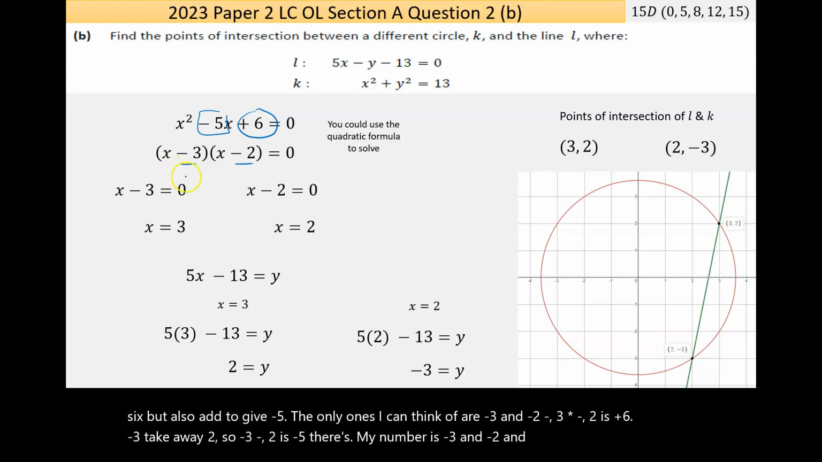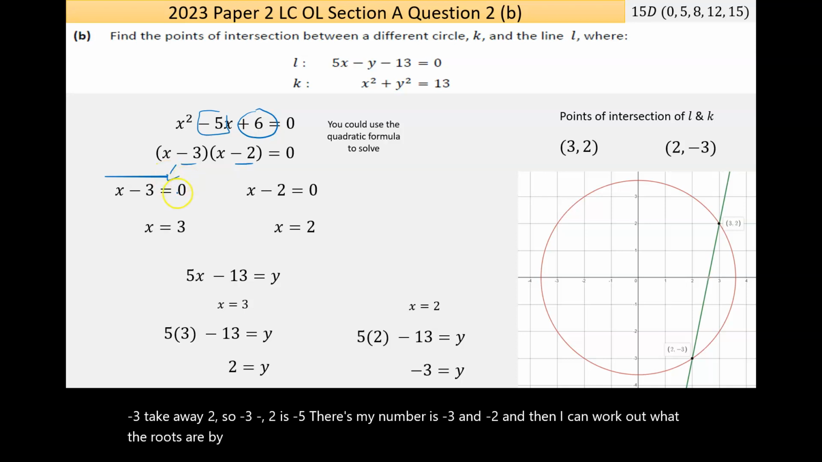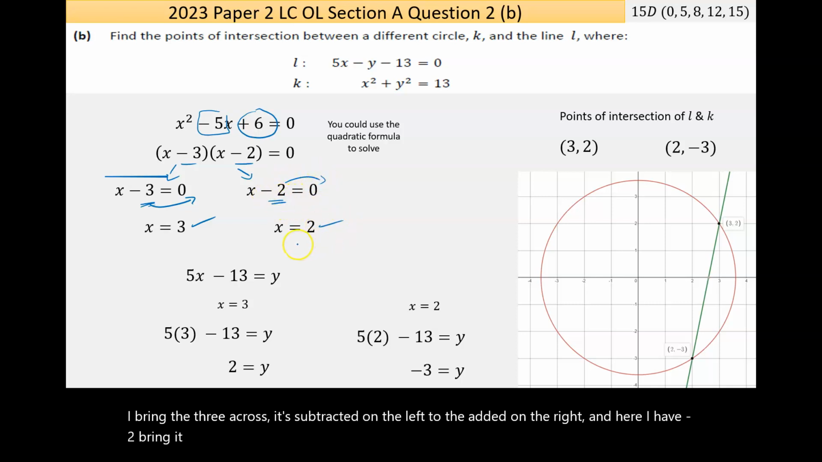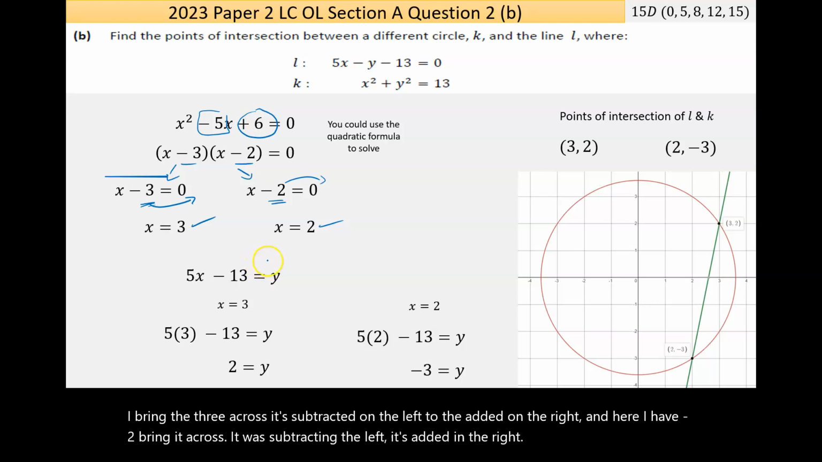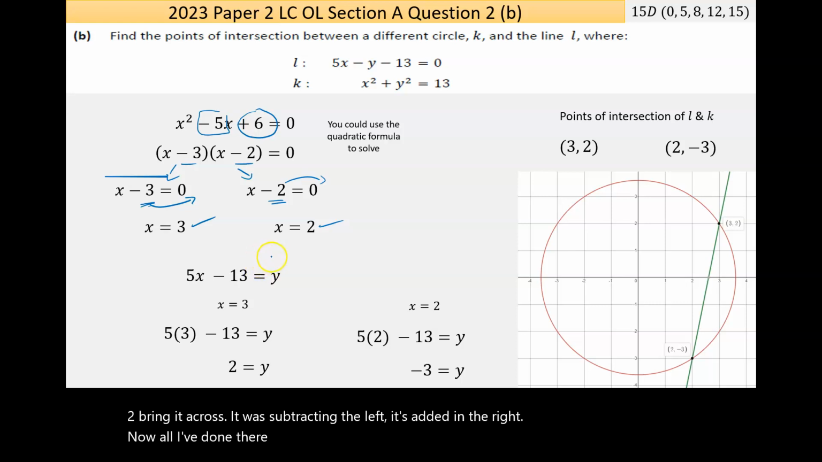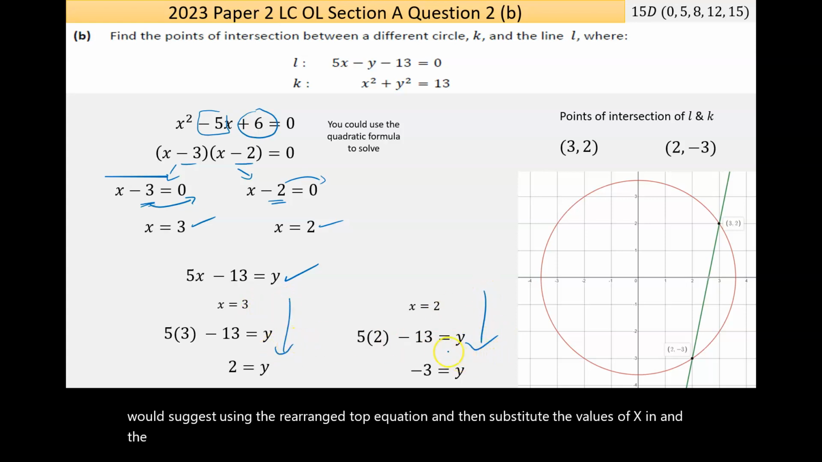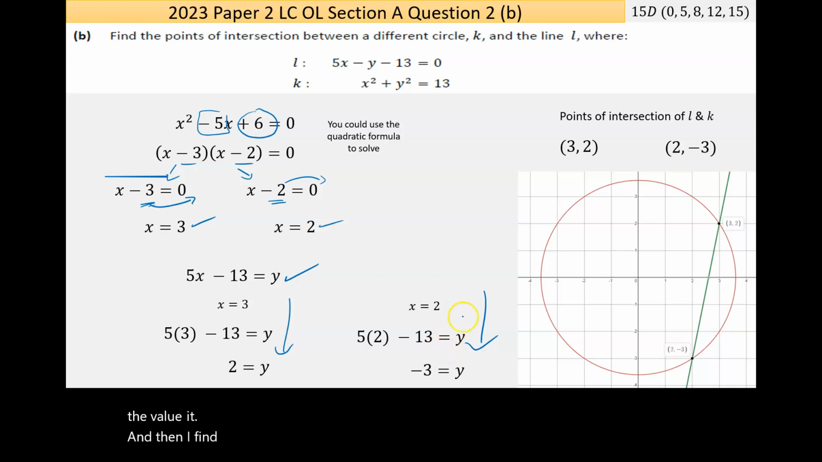And then I can work out what the roots are by putting each equation equal to 0 and then solving it out. So on this side here, I bring the 3 across. It's subtracted on the left, it'll be added on the right. And here I have minus 2, bring it across. It was subtracted on the left, it's added on the right. Now, all I've done there is find two x values. So I have to use one of these two equations, and I would suggest using the rearranged top equation, and then substitute the values of x in and evaluate. And then I find my two corresponding values of y.